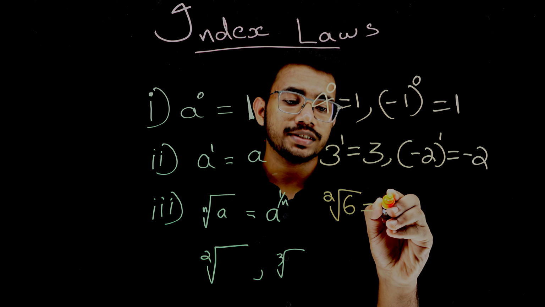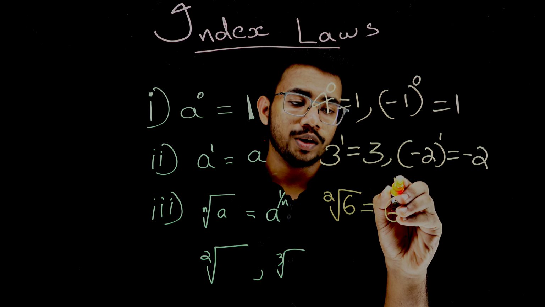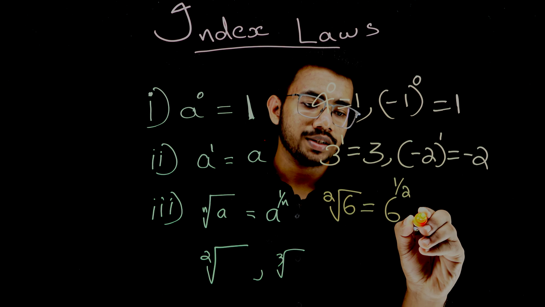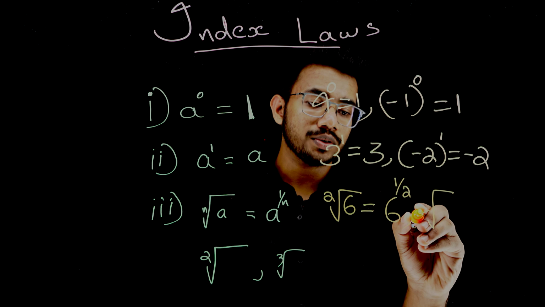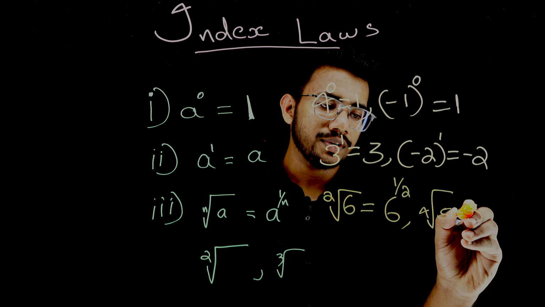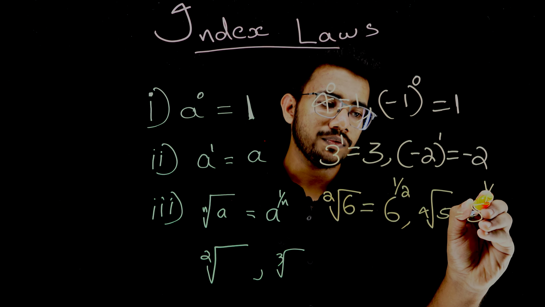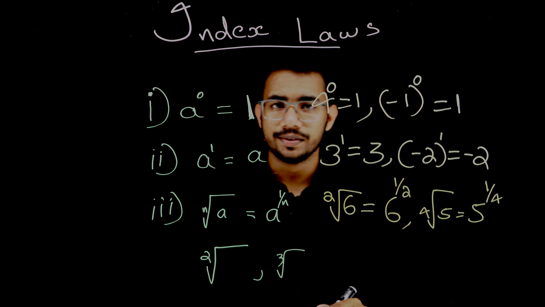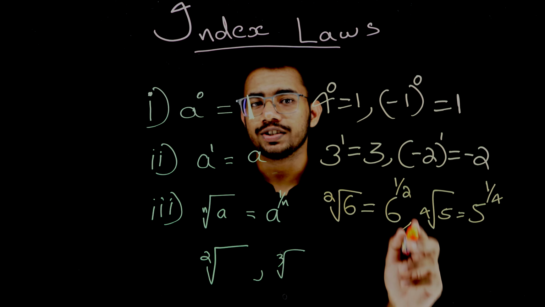I can write it as 6 to the power of 1 by 2. Another example, the fourth root of 5. This can be written as 5 to the power of 1 over 4. I hope this idea is clear. Now we will move on to the index laws themselves.